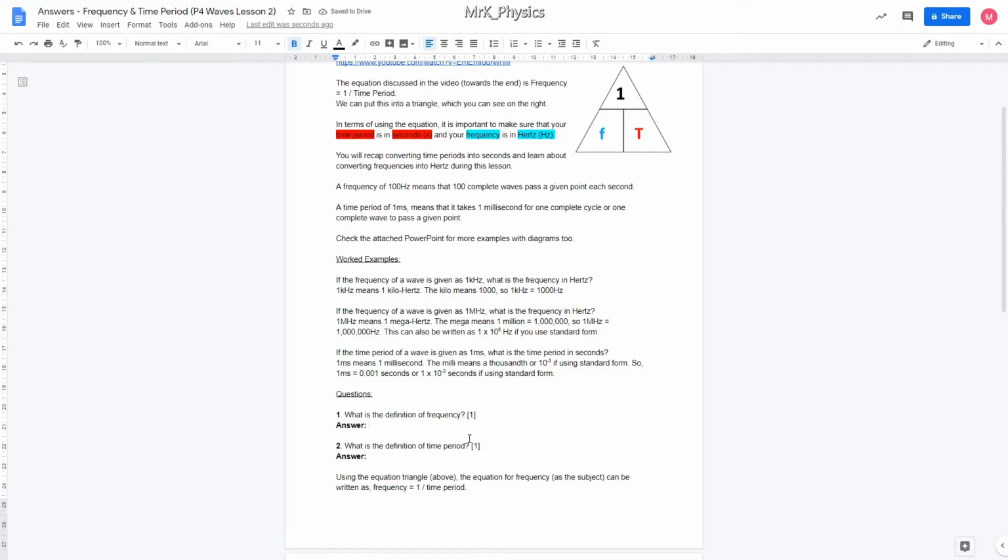Essentially what you have to say here is it's the number of waves passing a point per second, or you could say the number, you have to write both of these but I'm just going to put alternatives, the number of complete oscillations or maybe even vibrations per second. Let's just have a look at kind of how that really works.